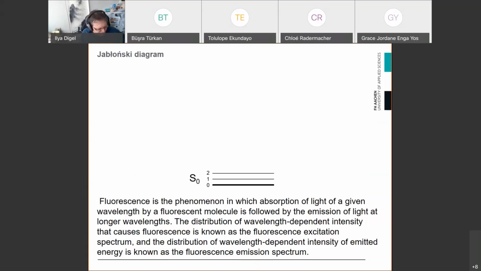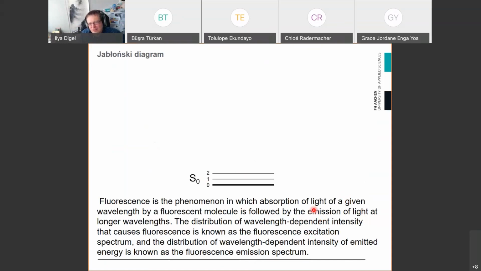Our next question, which is exam related, is the Jablonski diagram. The L is actually the special Polish letter, which is also used in the former currency, zloty. So it's pronounced as U actually.